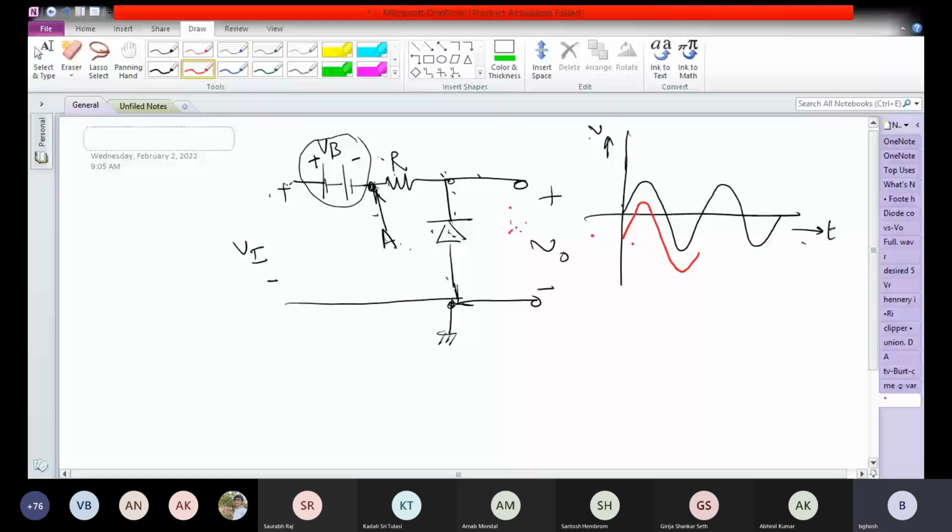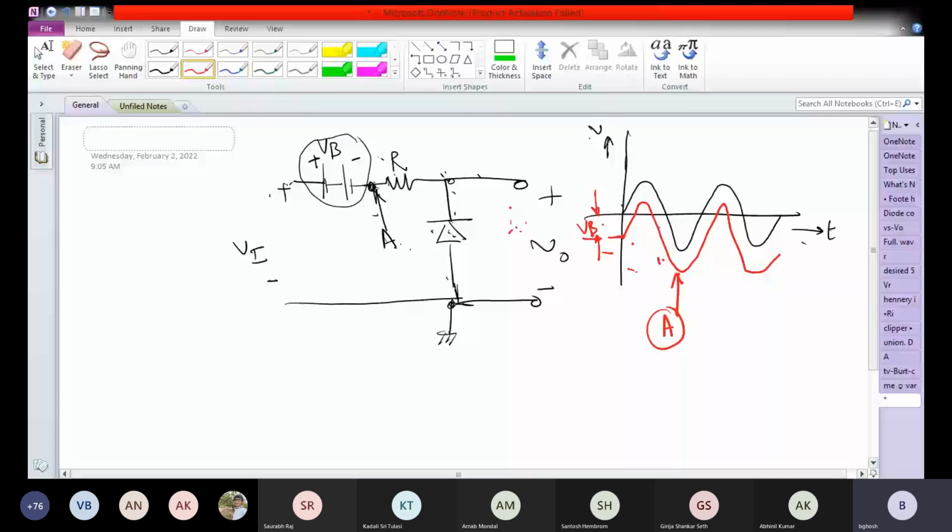This is the voltage at point A. Vi minus Vb. So this is Vb. Now you go to the previous analysis.